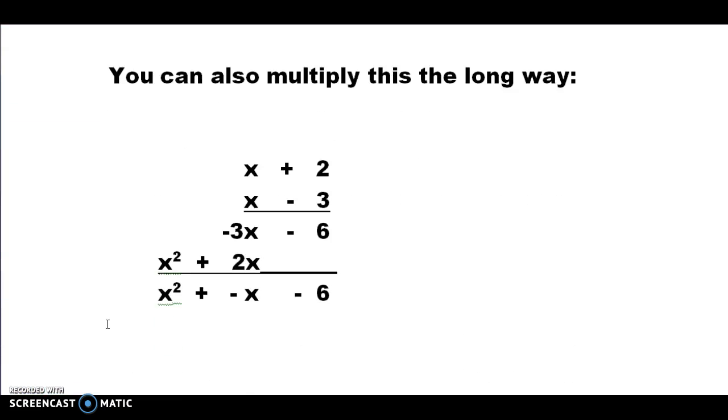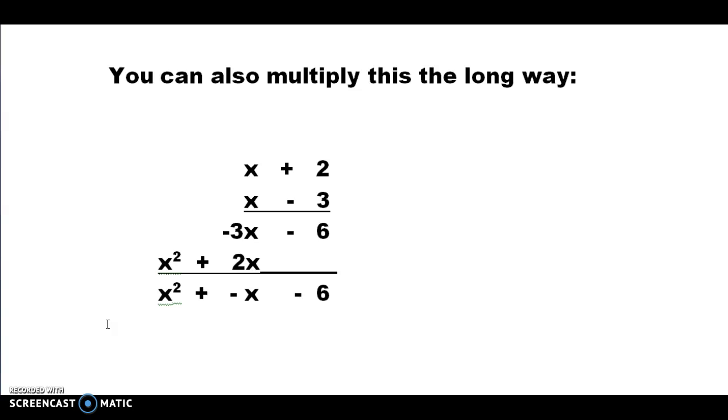You can also multiply this the long way. If you have x plus 2 times x minus 3, we can set it up in the example of the video and the lecture notes that preceded this one. And just go ahead and multiply negative 3 times everything on the top row and get negative 3x minus 6. We can take the x times everything on the top row, which gives us x to the second plus 2x, and then we draw our line and add our terms that are alike together. We get exactly the same answer.